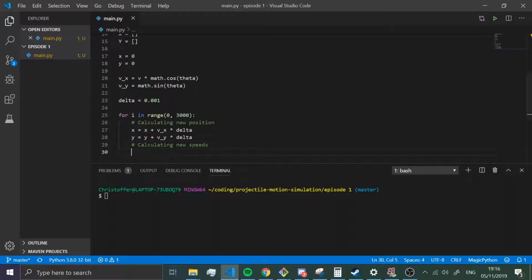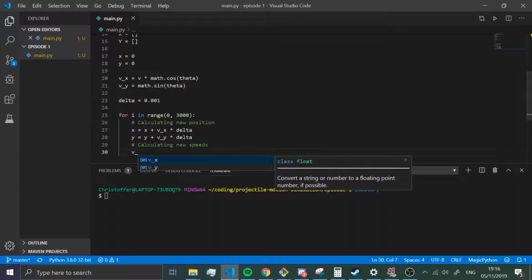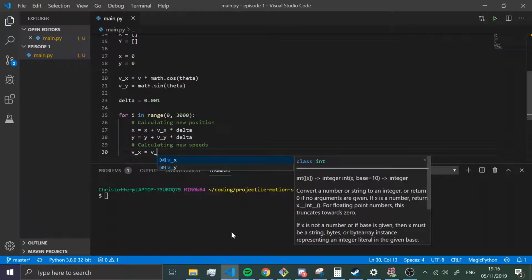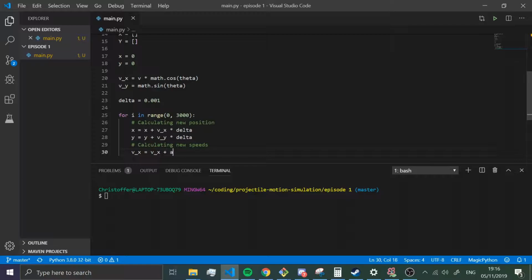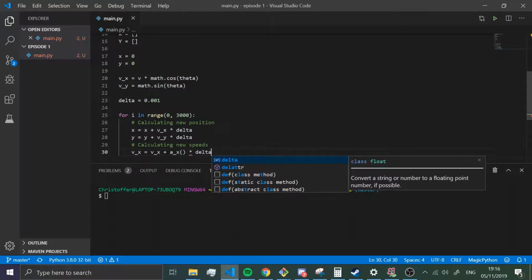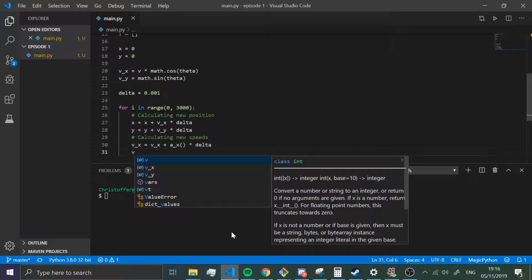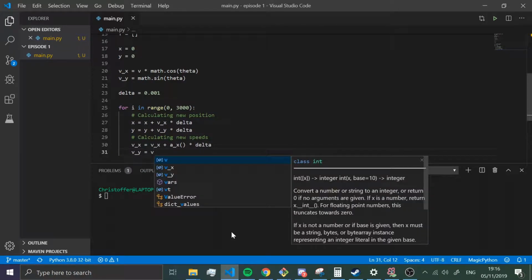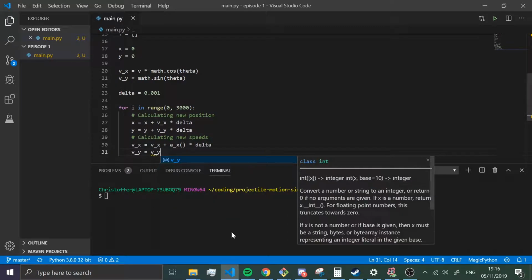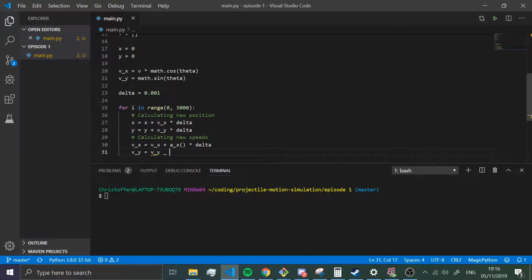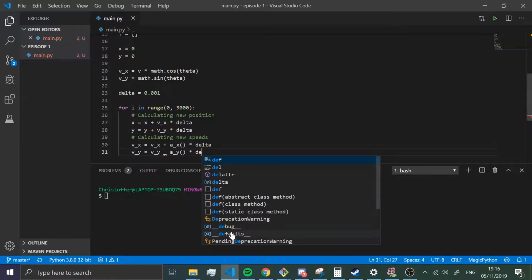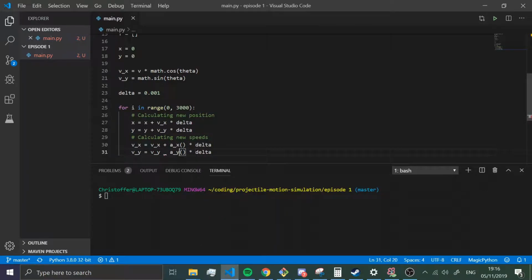And let's calculate the new speeds now. Calculating new speeds. So vx will be vx plus ax times delta. And vy will be vy plus ay times delta. Whoops, that's not a plus. There we go.